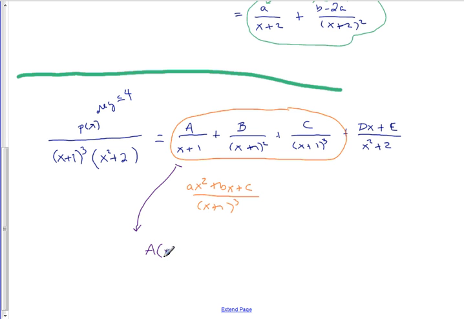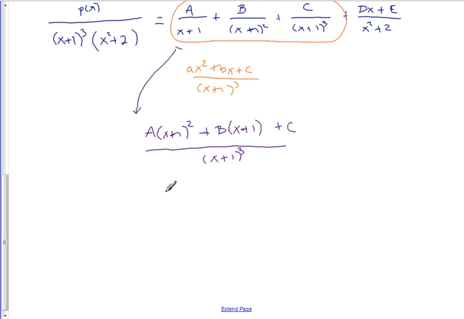I'm going to need an x plus 1 squared here, and I'm going to need an x plus 1 here, and I don't need anything with that c, right? So that's just the numerator of what I get when I add them, right? And let's expand these and combine like terms.